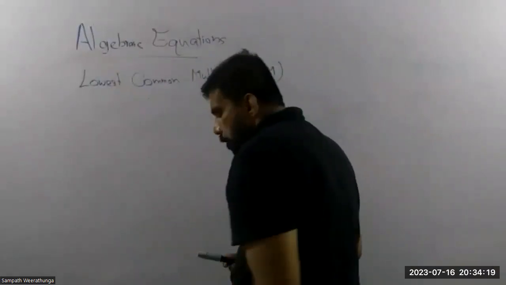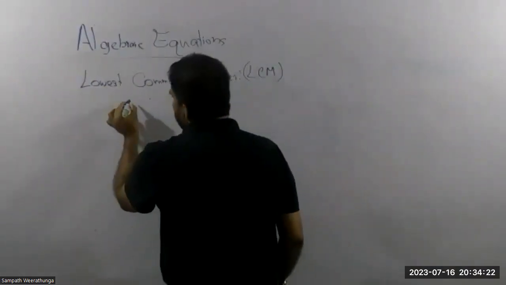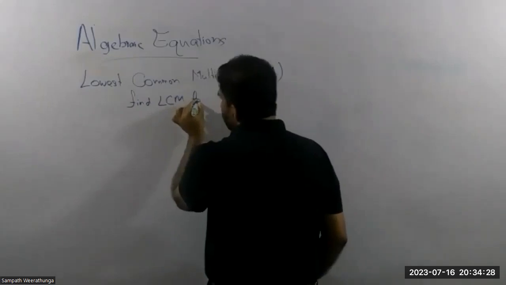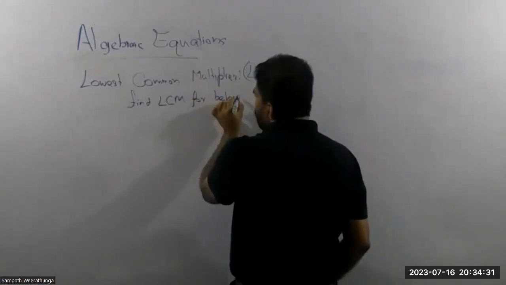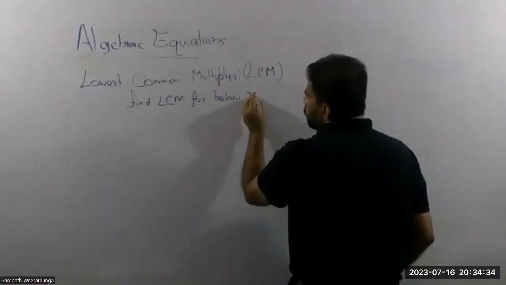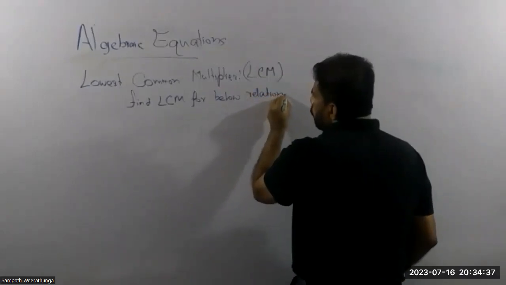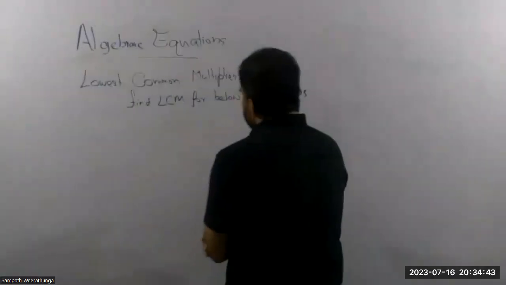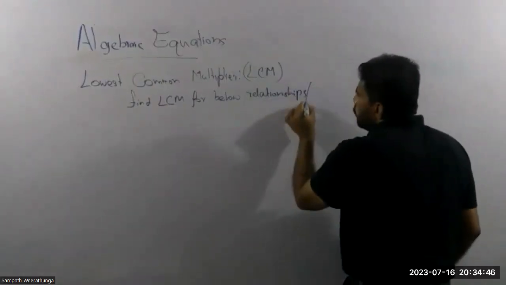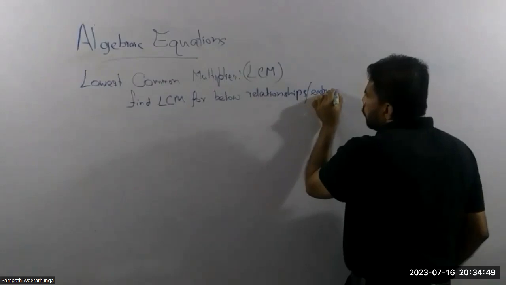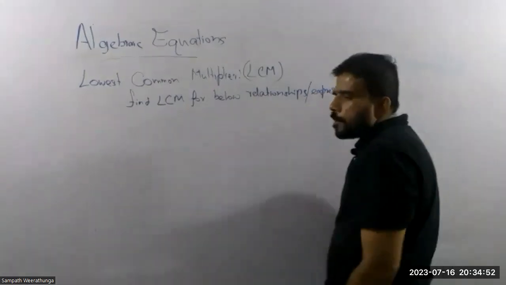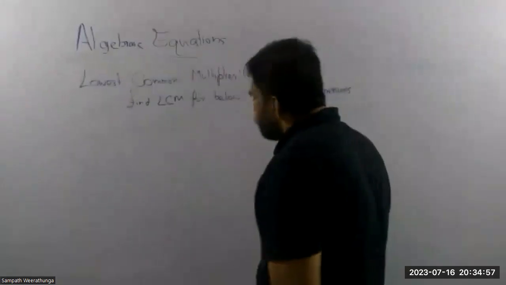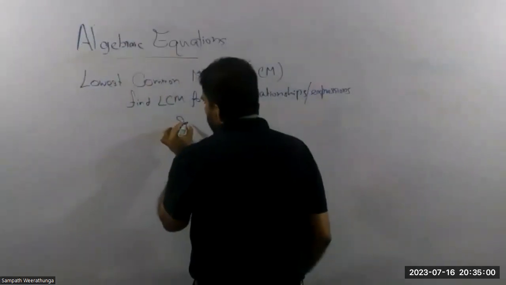So, let's take this example. Find the lowest common multiplier for the below expressions. Whatever is convenient to you, you can use that term, but from time to time different problems use different terms.